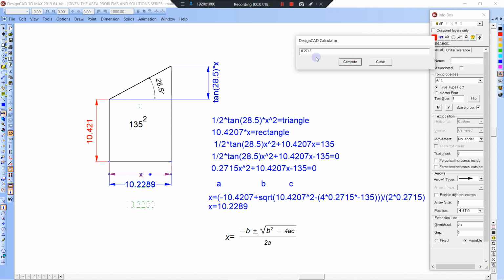To show you what that is, 0.2715, right? X squared plus 10.421x, or 0.07x, right? Minus 135. So those become A, B, and C to plug into the quadratic equation. So right here we have, that's what x equals, right?